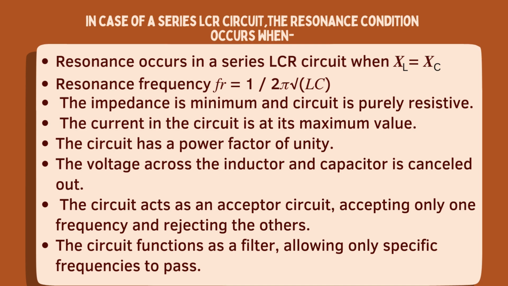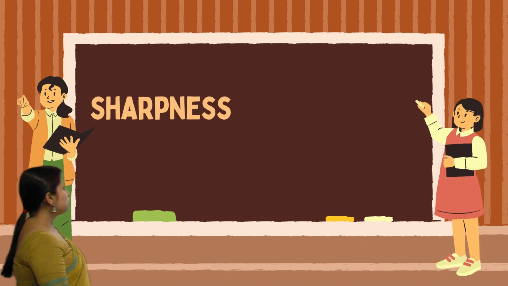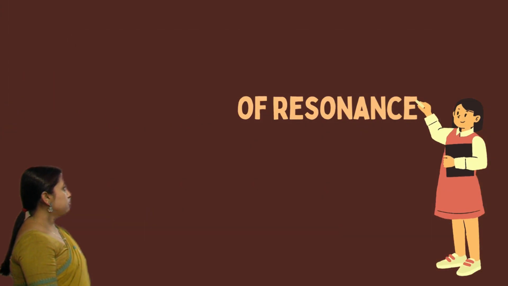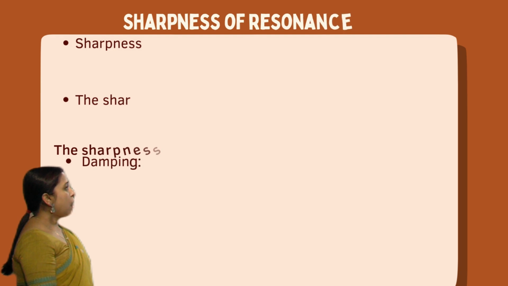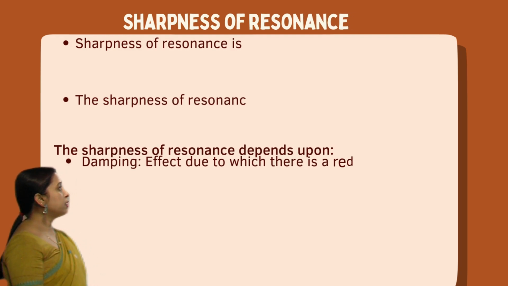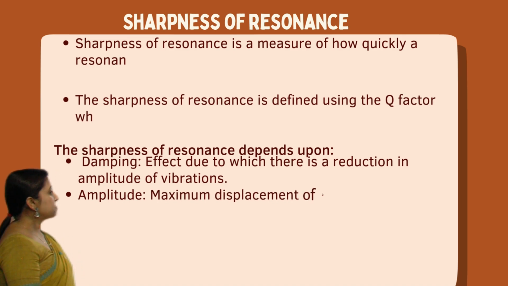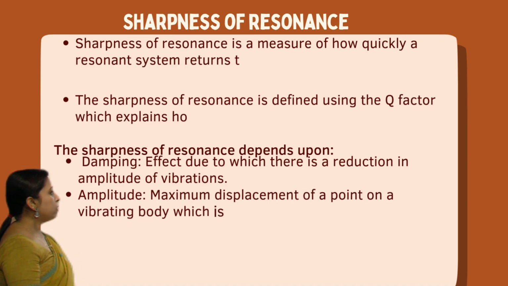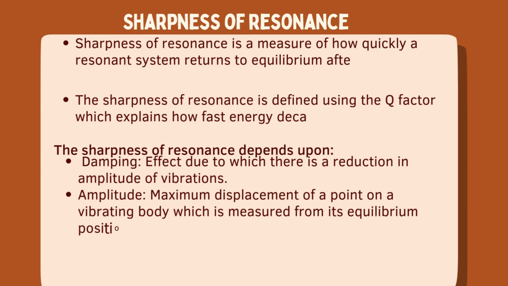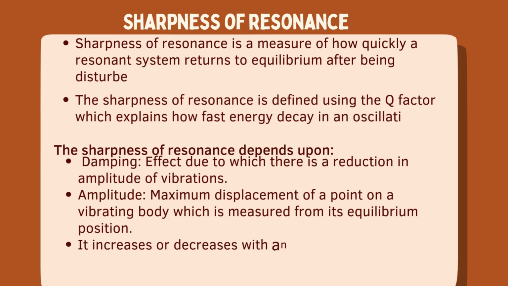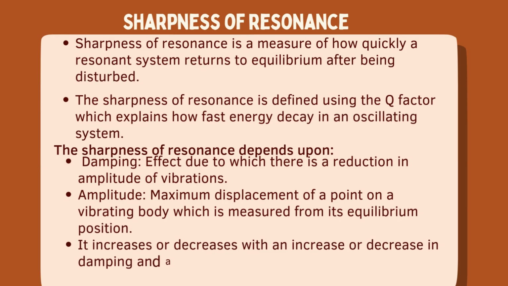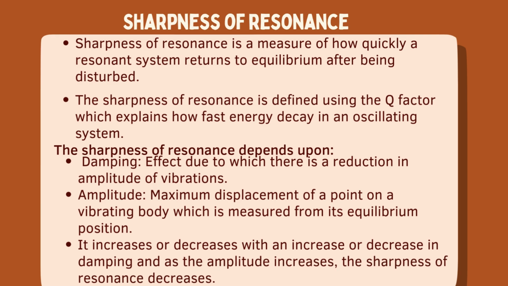Let us now discuss the sharpness of resonance. The sharpness of resonance is a measure of how quickly a resonant system returns to equilibrium after being disturbed, and this can be measured with the help of the quality factor or Q factor, which depends upon damping and amplitude of vibrations. The sharpness of resonance increases or decreases with a decrease or increase in damping.